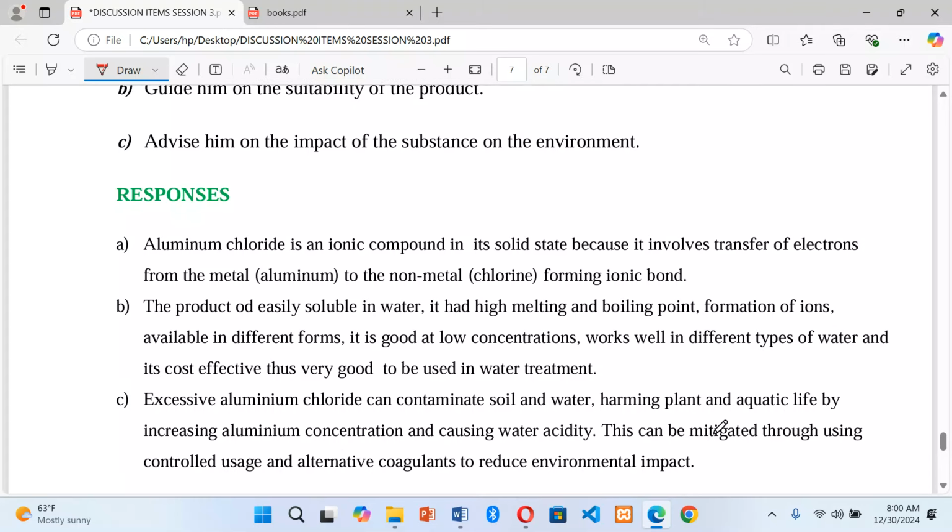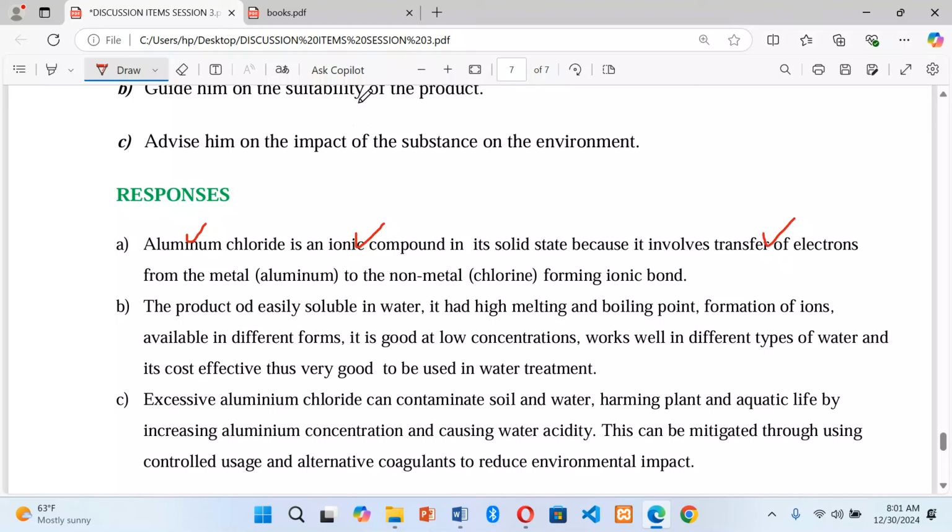Part A, category. So you are saying aluminium chloride can be categorized as an ionic compound. You recall aluminium is a metal, chlorine is a non-metal. So it can be categorized as an ionic compound in its solid state because it involves transfer from a metal to a non-metal, forming a unique bond. So this is the reason. Of course, the example is the aluminium chloride.